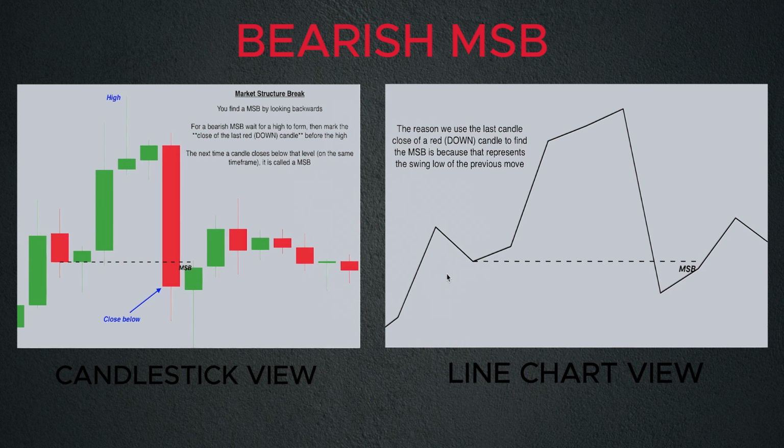I'm going to go back, and here's a red candle. There is the close of the candle. I draw my market structure line across that, and then the next time a candle closes below that level in the same time frame, it's called a market structure break. Again, in line chart view, you can see the swing low, and the swing low gets broken. That's a high probability reversal. So that's a refresher on market structure break.